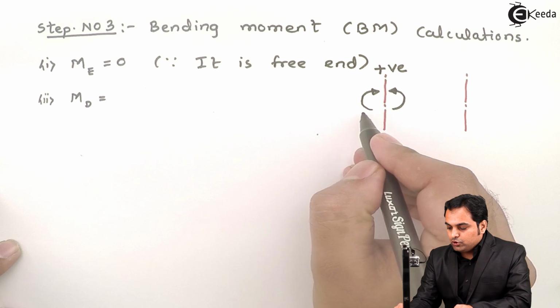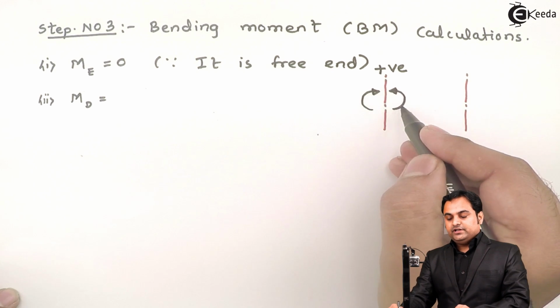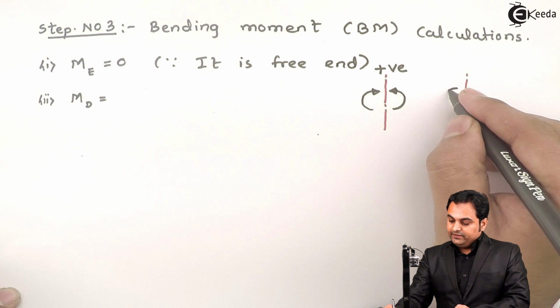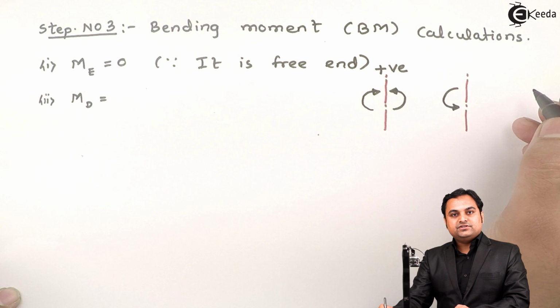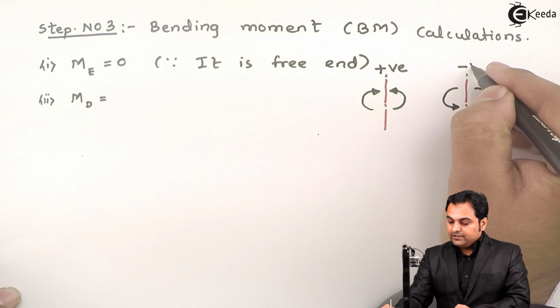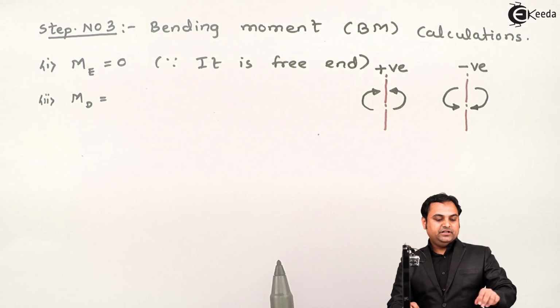Now, clockwise moment on the left side of section, anti-clockwise moment on the right side of section, both are positive. Then anti-clockwise moment to the left of section, clockwise moment to the right of section, both are negative. So by using this convention we are going to find the bending moment.